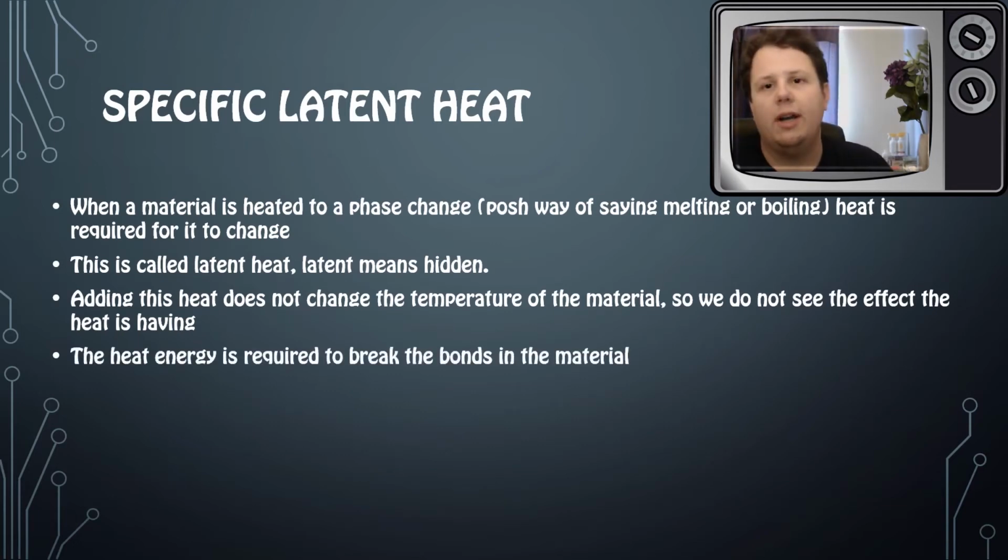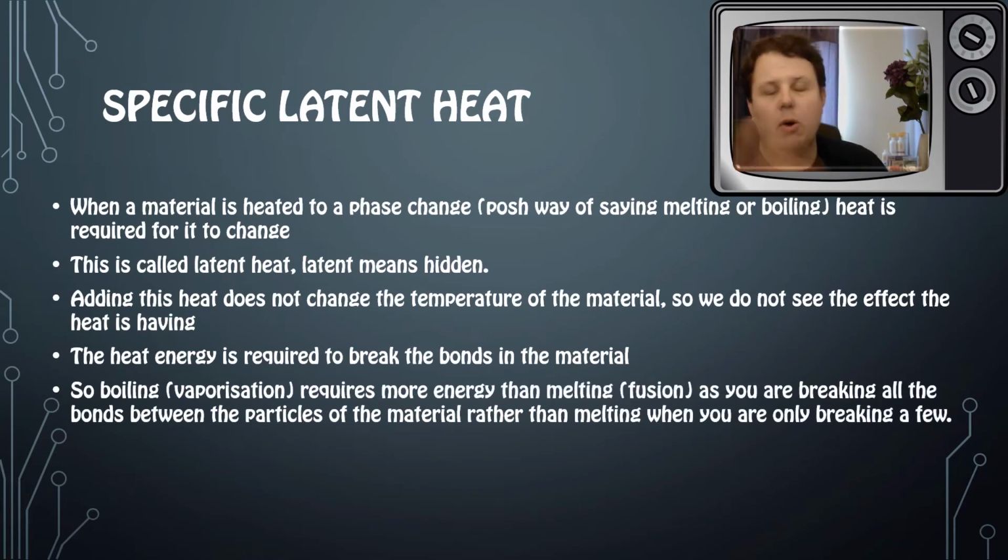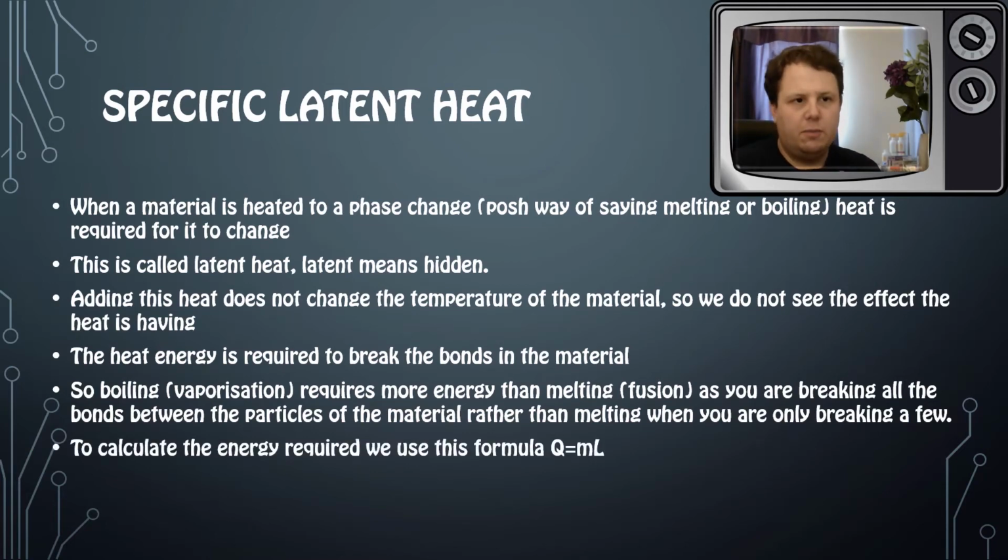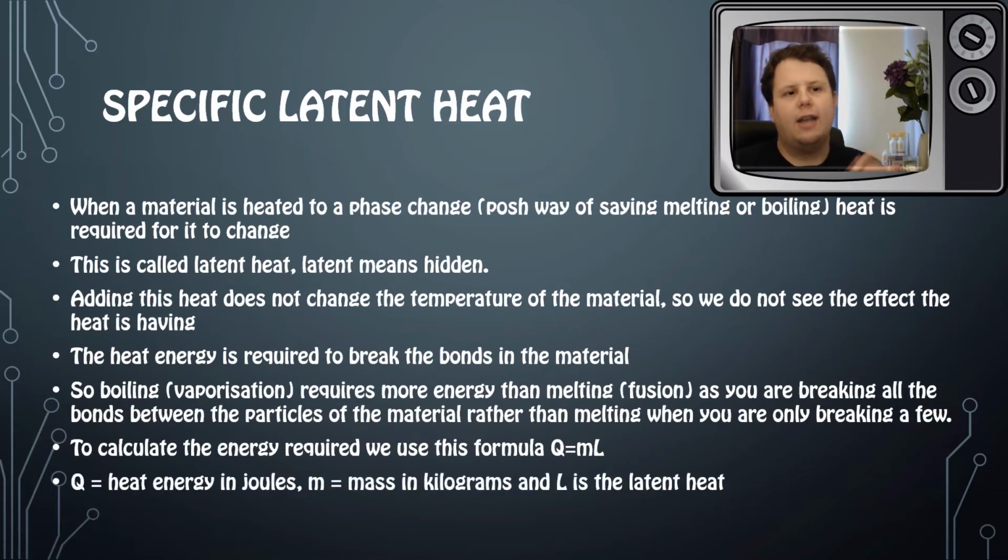But this heat is required to break the bonds within the material. So when we boil something, which is called vaporization in this case, that requires a lot more energy than melting. Because when we're boiling something, we're breaking all the bonds between the molecules or the particles of the material, whereas when we're melting, we only break a few of them. Now, to calculate this, we use this formula, Q equals mL. M is the mass in kilograms, and L is the latent heat in joules per kilogram.